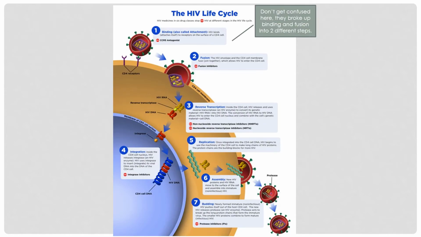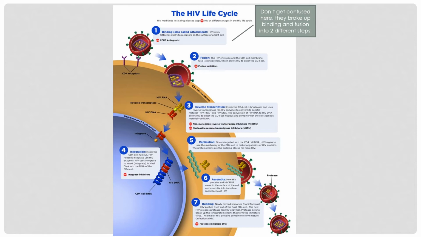All right. So in your book, they break step 2 into binding and fusion into 2 different steps. I don't really want to worry about that. And I'm not testing you specifically on this slide, but there are people, myself included, when I take a class, I have to know down from the big picture to the little picture, or I can't understand it.